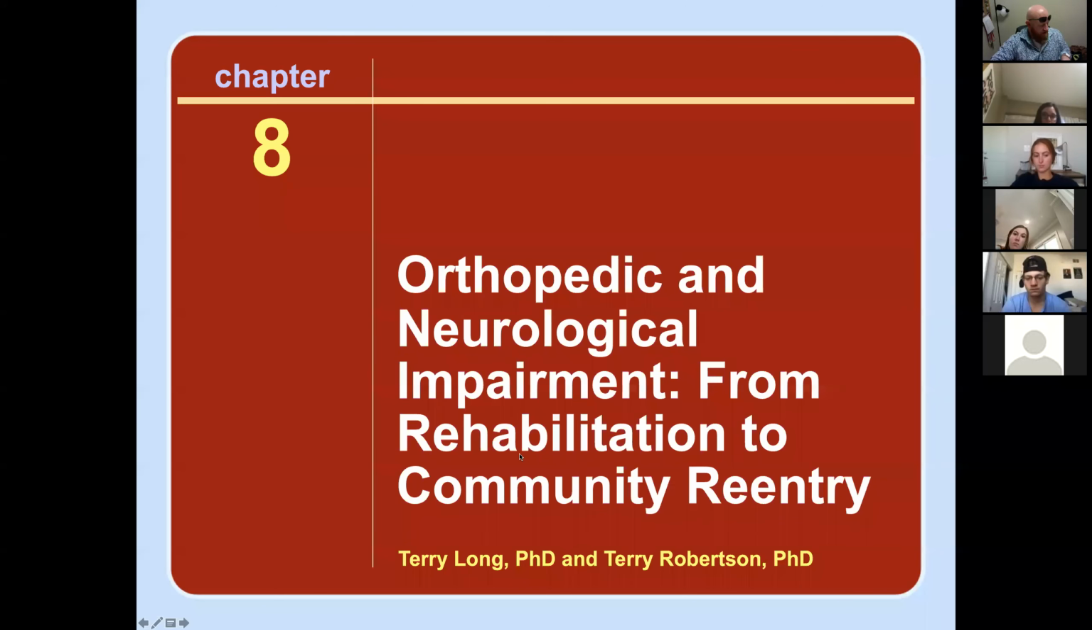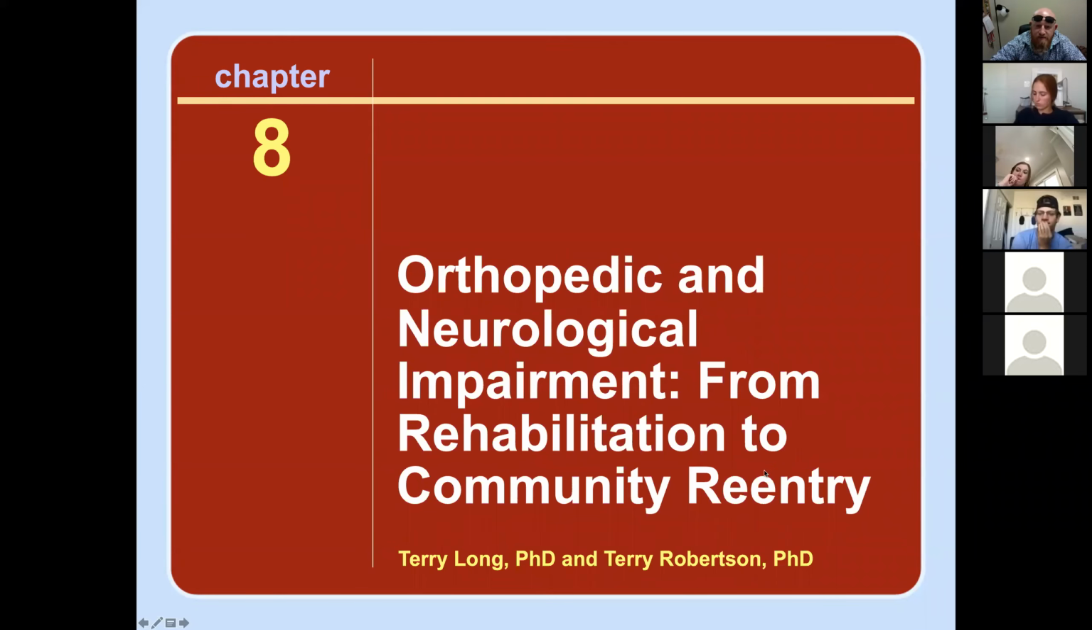All right, like I say, we're going to talk about both orthopedic and neurological impairments today. And a big portion of what we're talking about is trying to get our patients back to be able to re-enter the community. So we're looking at community reentry. We're giving them skills to use when they get out of our care as a recreation therapist.